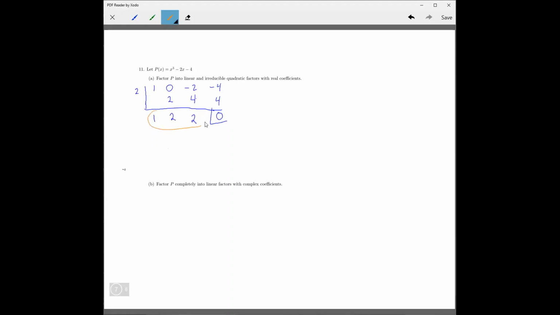And this gives you x squared plus 2x plus 2. Now, from the graph, it didn't intersect the x-axis anywhere except this 2 right here. And the problem states to factor p into linear and irreducible quadratic factors. From the graph, we could tell that this is the only real 0.